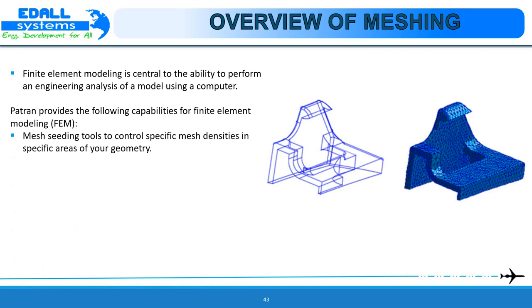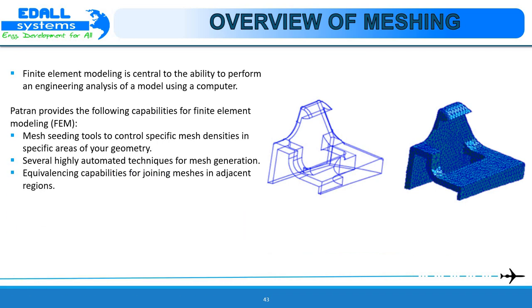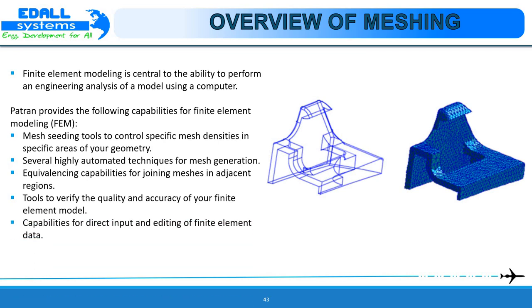Mesh seeding tools to control specific mesh densities in specific areas of your geometry. Several highly automated techniques for mesh generation. Equivalencing capabilities for joining meshes in adjacent regions. Tools to verify the quality and accuracy of the finite element model. And finally, capabilities for direct input and editing of finite element data.